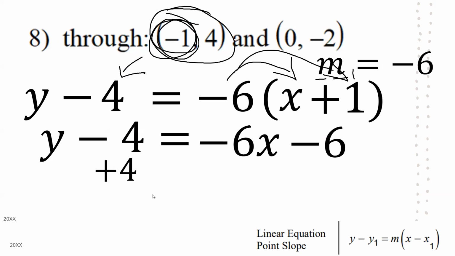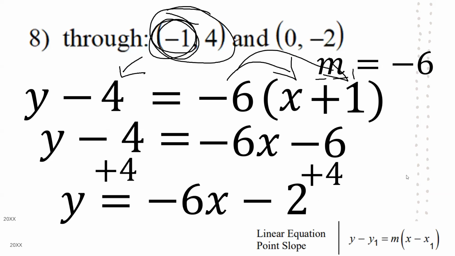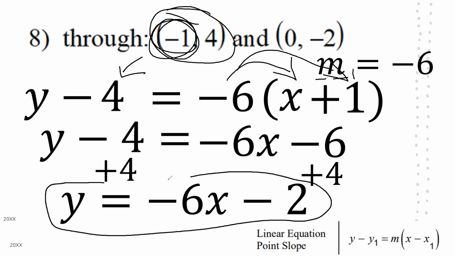How do we get rid of subtracting 4? We add 4 to both sides. So hit enter, and there we go. There's our equation. Look how pretty. Slope-intercept. I know the slope is -6. The y-intercept is -2. Love that for us.